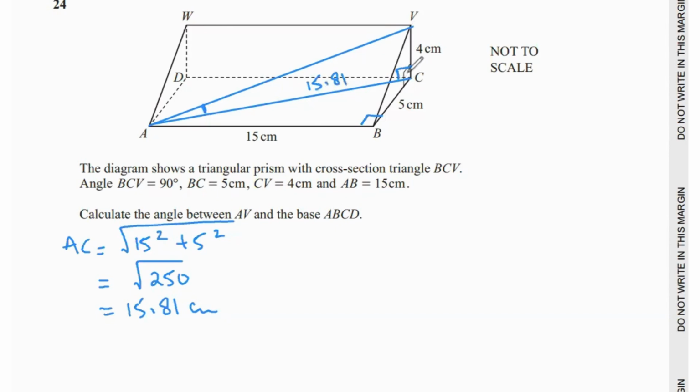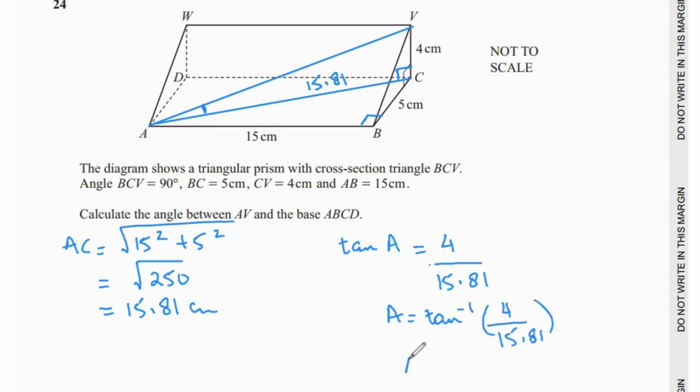Now, this is 15.81. We have the length over here. This is another right angle triangle. So I'm going to use tan of A, because this is the angle that we're trying to find, equals opposite, which is 4, divided by the adjacent, which is 15.81. So A equals tan inverse of 4 over 15.81, and that is going to give us 14.19 degrees. This is the angle between AV and the base ABCD.